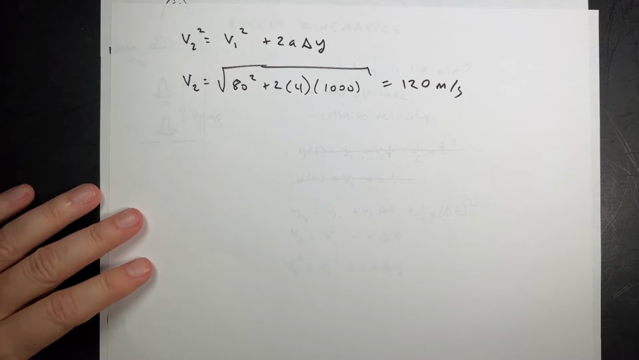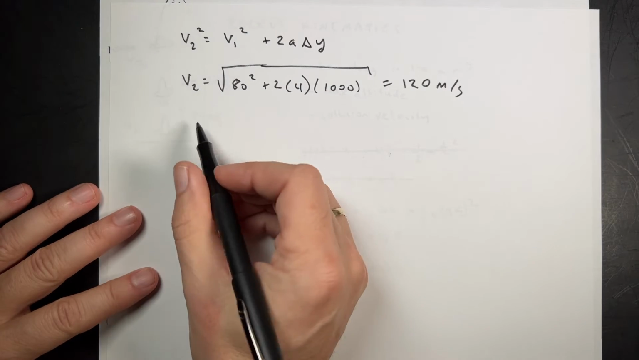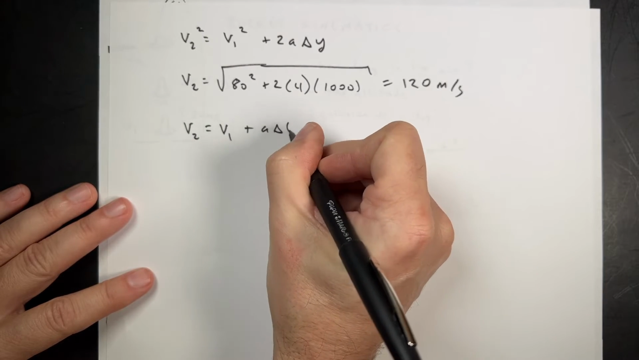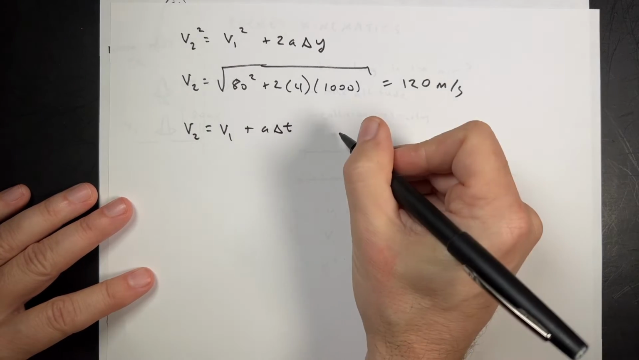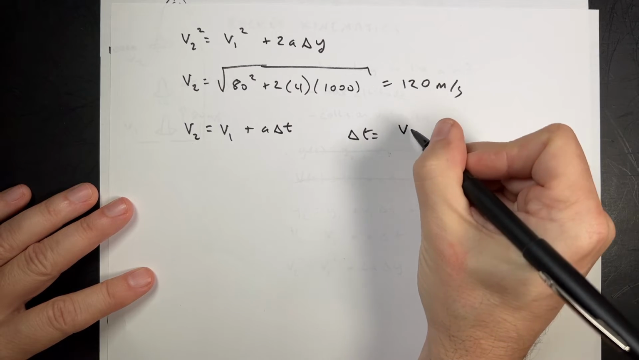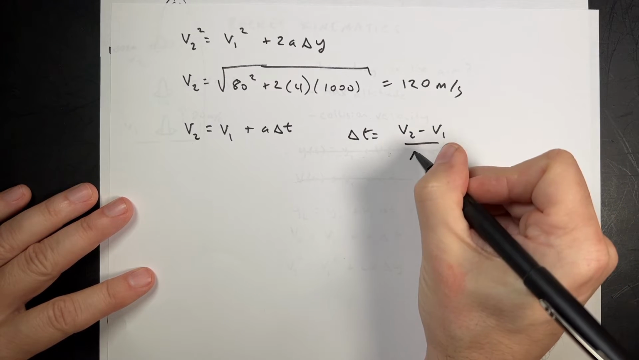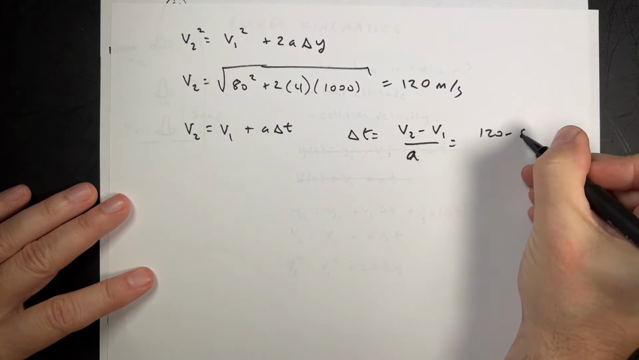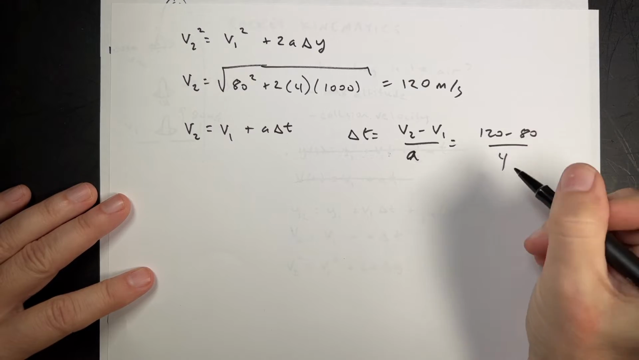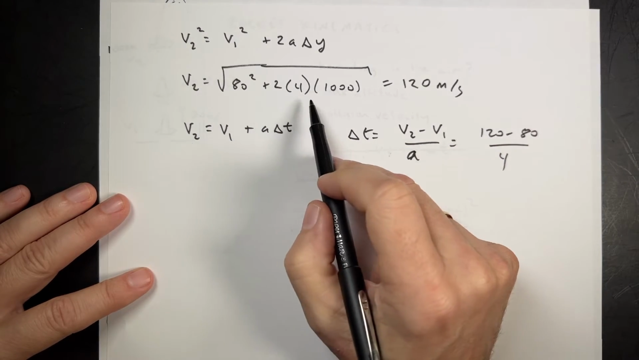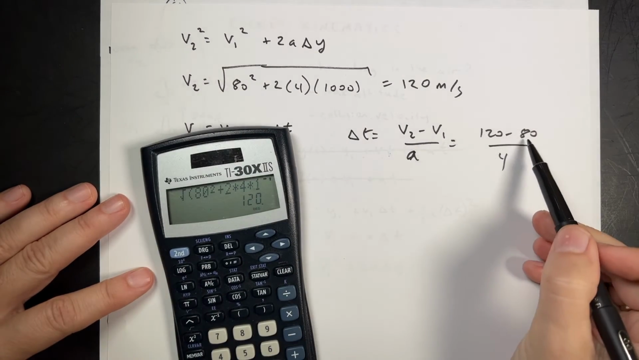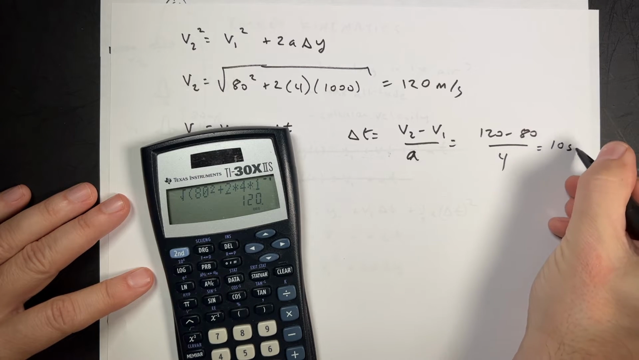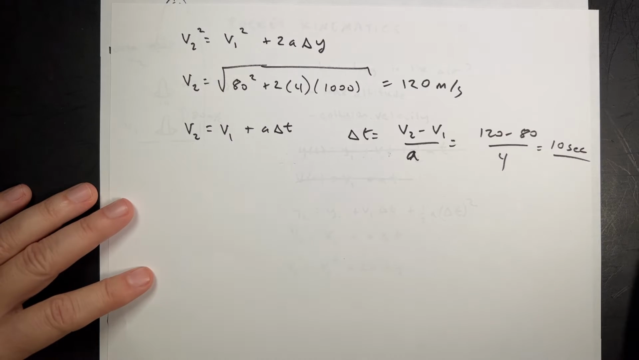Well, let's find the time, and then that'll make more sense. Okay, so now I know the velocity. I can say v2 is v1 plus a delta t, and I can solve for delta t. I know a. So delta t is going to be v2 minus v1 over a. So it's going to be equal to 120 minus 80 over 4. So this is going to be equal to 40 divided by 4, so 10 seconds. It still seems a little bit off, but I'm going to go with it.